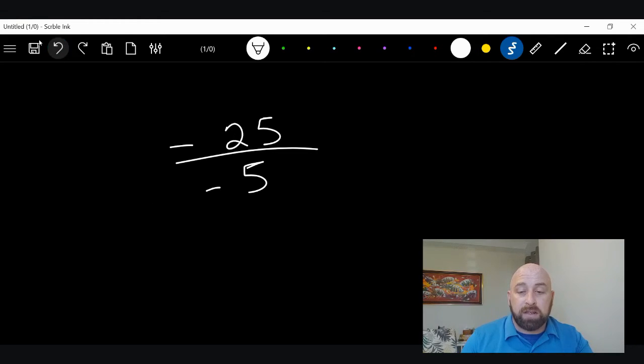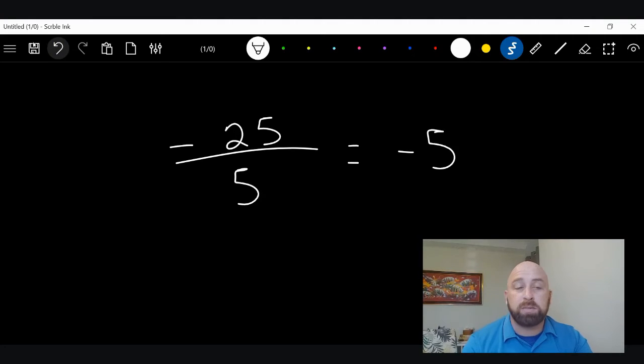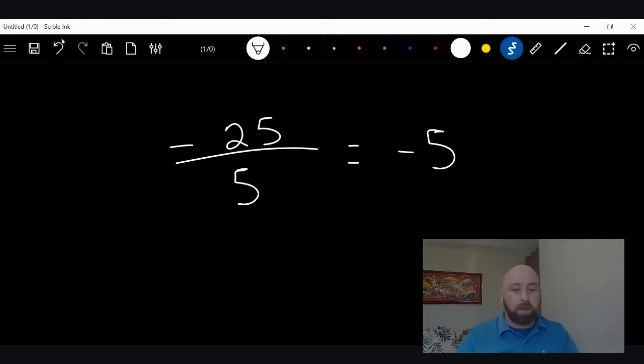What if you have different signs? What if my 5 here on the bottom is just a 5, not negative 5? Now I have different signs, so my answer is going to come out to be negative. Why? Because I have different signs. That's all there is to it. Okay? So positive signs or negative signs, it's going to come out positive. Different signs, it's going to come out negative, which is what we had right there.